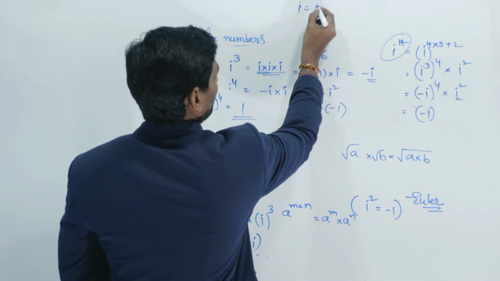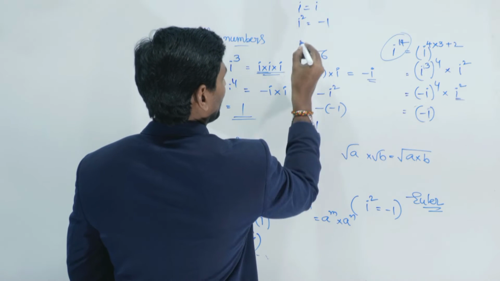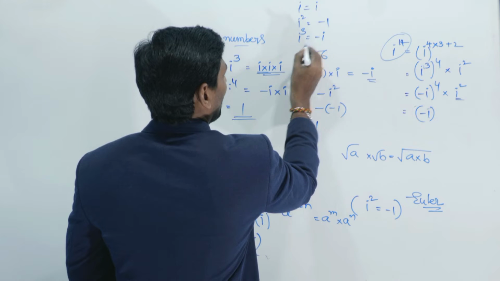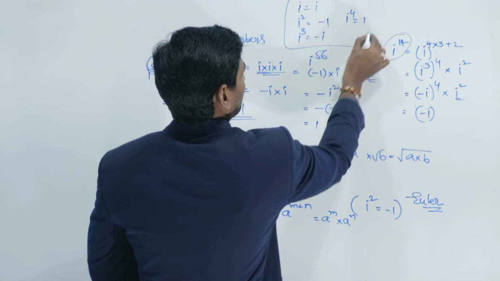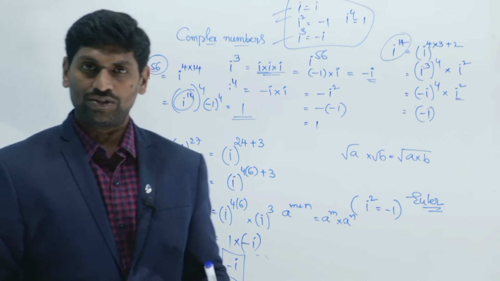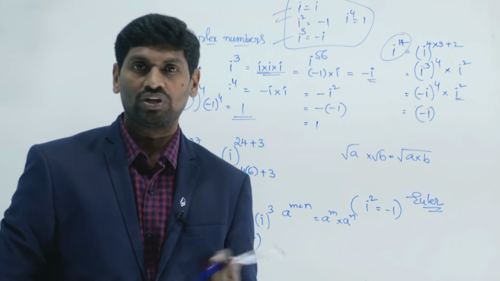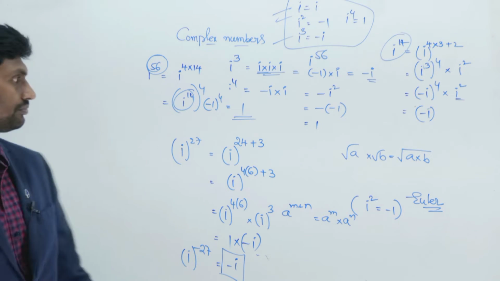The i value is i as it is, the i square value is minus 1, the i cube value is minus i, and the i^4 value is 1. These 4 we should remember. Then we can identify any value based on this, i^500, i^200, whatever we can find. Let us see that also once.